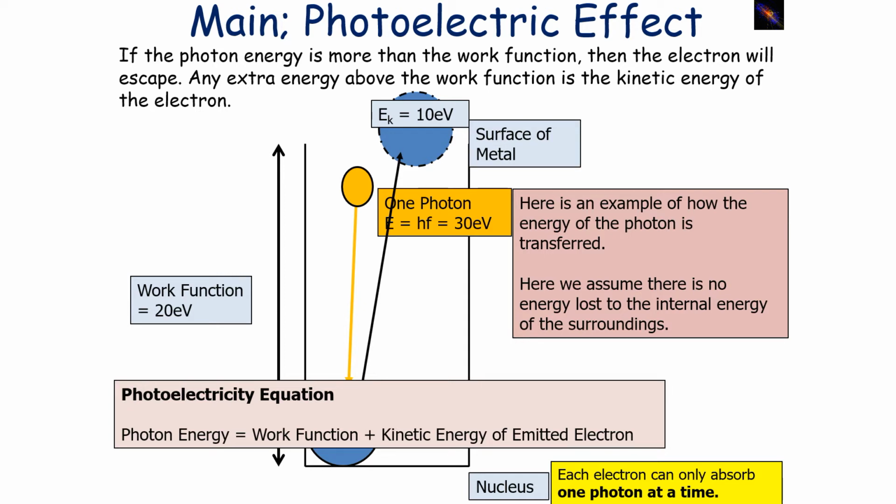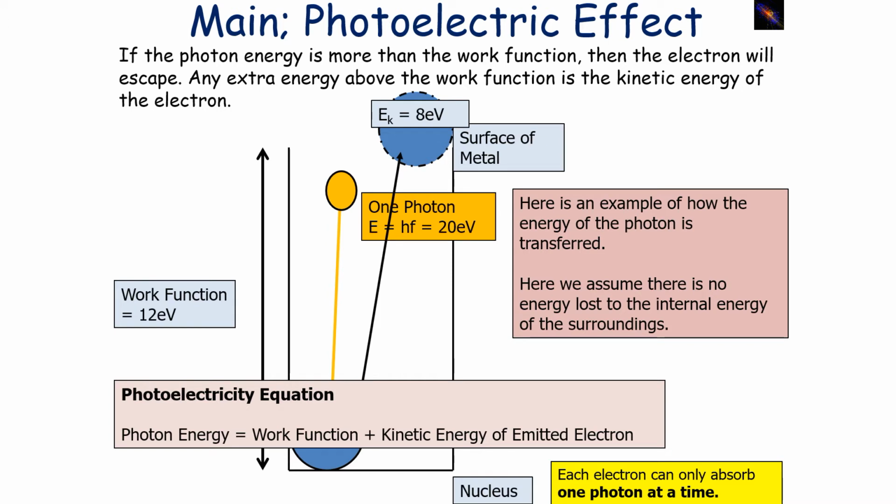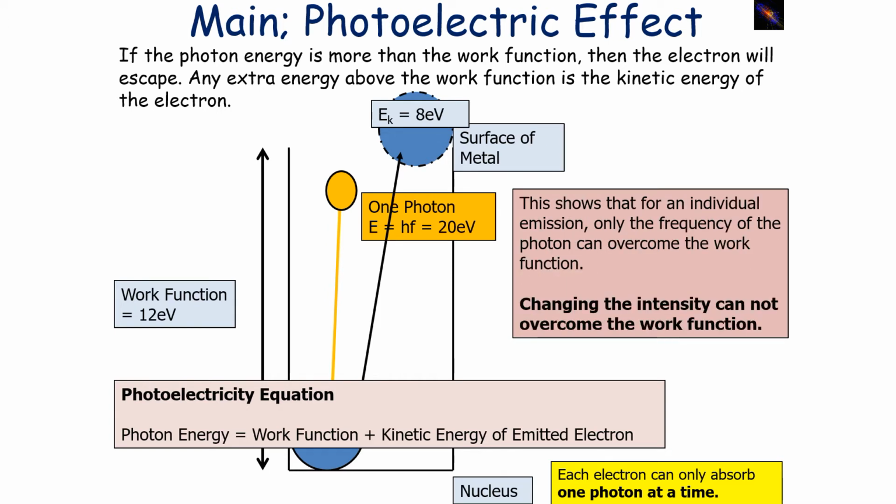So our equation for photoelectricity is the photon energy equals work function plus the kinetic energy of the emitted electron. So say for example our photon energy was 30 eV and our work function was 20 eV, then the kinetic energy must be 10 eV. So the energy of the photon splits between the energy of the work function and the kinetic energy of the emitted photoelectron, which you can see in these different situations.